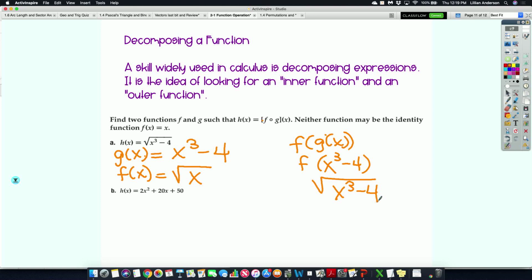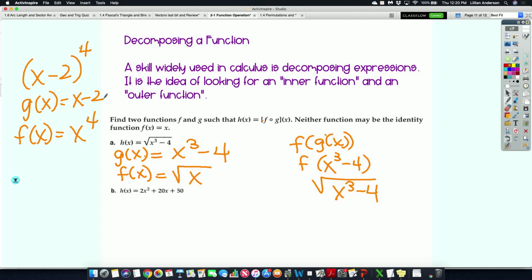Before we do B, let's do another one. I'm just going to make these up. Think, what's the inside function? What's the outside function? Outside is f, because of the notation. X to the 4, x minus 2. Think about it. If I take x minus 2 and plug it in for x, doesn't the parentheses come? You raise to the 4th power.